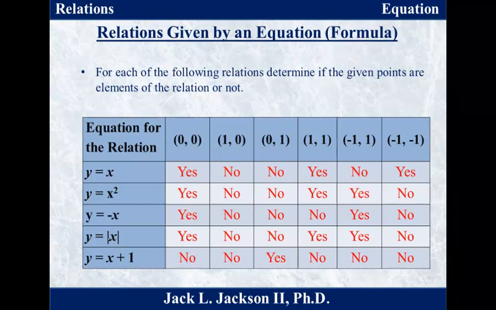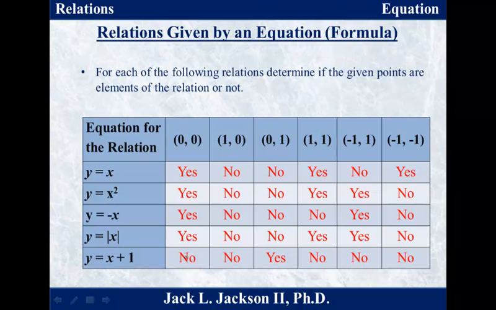Y is the absolute value of x. Absolute value of 0 is 0. True. Absolute value of 0 is 1. False. Absolute value of 1 is 0. False. Absolute value of 1 is 1. True. Yes. Absolute value of negative 1 is 1. True. Yes. Absolute value of negative 1 is negative 1. False. So no.